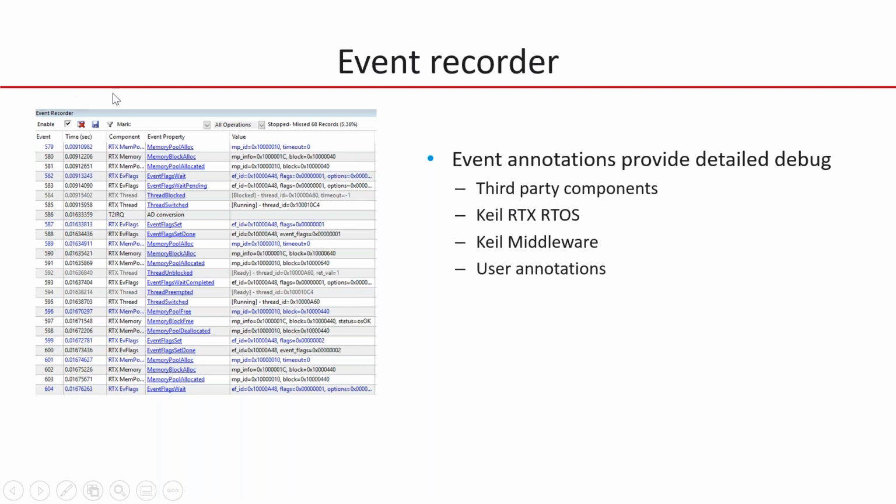So here we have a separate event recorder window. And as all of the components execute, they can output these event annotations. So as our code executes, we get a very deep view into everything that the operating system's doing. And again, there are a number of filters so we can narrow down to find what we're looking for. And this is the same for TCP/IP, USB, file system, etc.